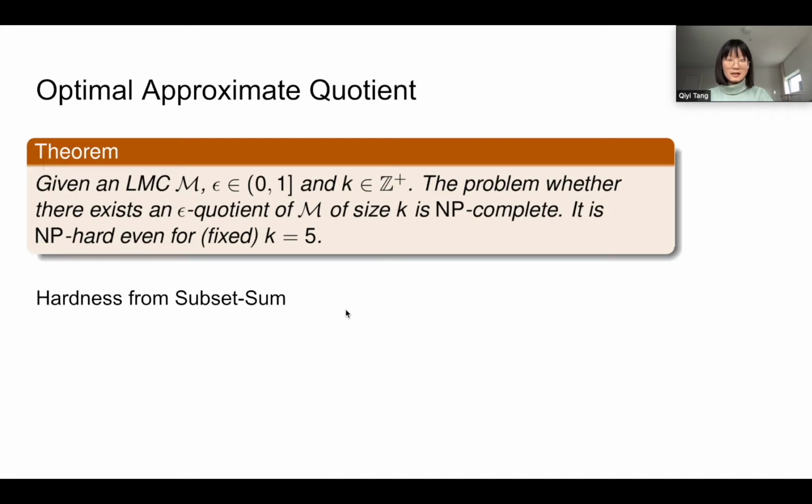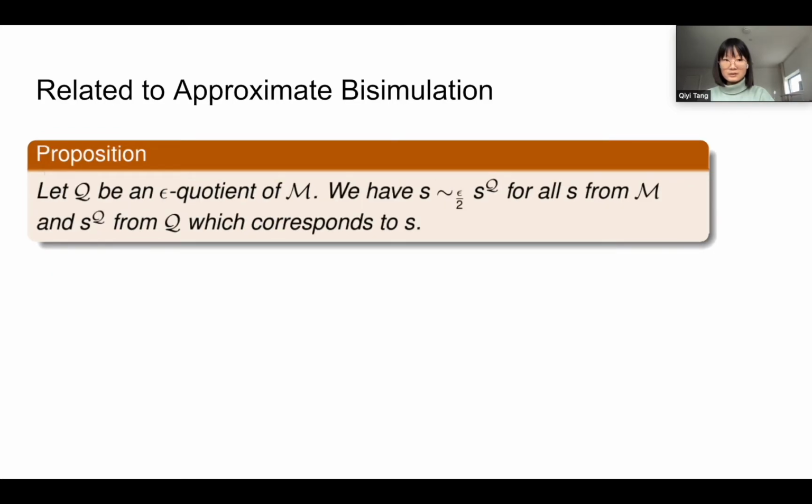Since it is unlikely that we would have an efficient algorithm to compute optimal approximate quotient, we won't aim for computing such optimal approximate quotient of a minimum size. So before presenting our minimization algorithm, I would introduce you to two important properties of our approximate quotient. The first one is related to approximate bisimulation.